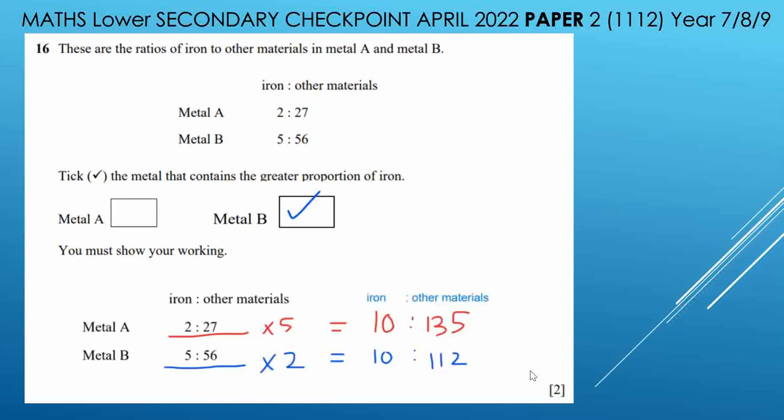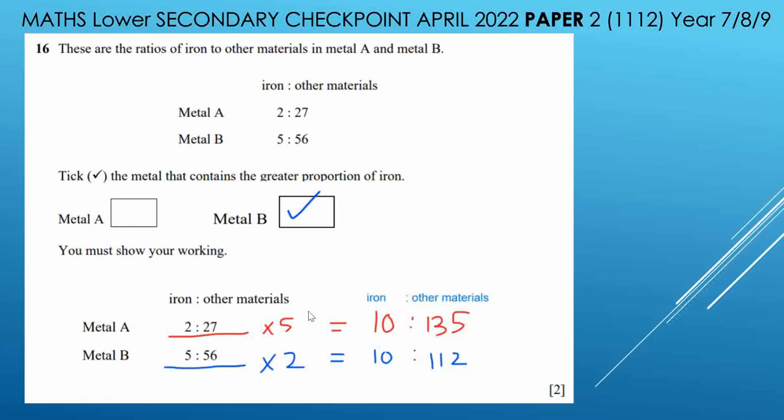Here is the explanation. For metal A and B, the ratio of iron to other material is 2 to 27 and 5 to 56. In this, iron has 2 and 5 in the ratio. So let's make this the same so we can compare the composition of iron with other materials. To make it the same, we multiply this all by 5 and this all by 2.